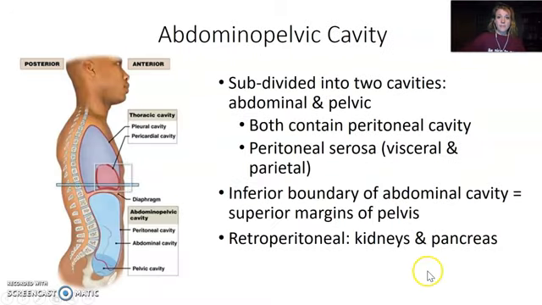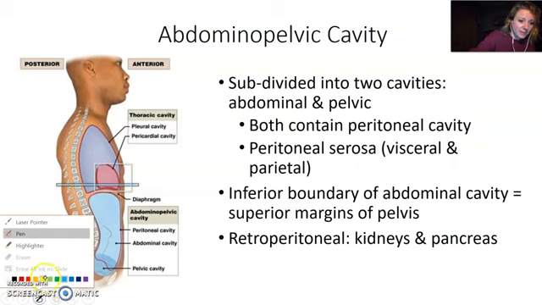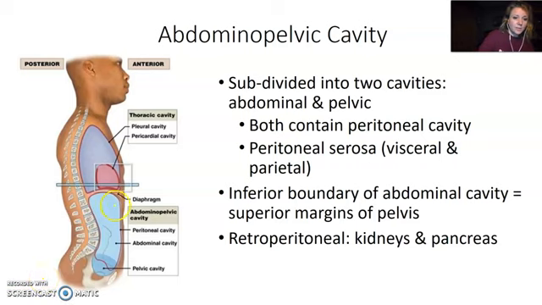So our abdominal cavity is sometimes merged with the pelvic cavity, and so the combined name is called the abdominopelvic cavity. Both the abdominal cavity and the pelvic cavity contain what is called the peritoneal cavity. And so here's what happens. Okay, so I'm going to use yellow and blue again. So this blue portion here at the bottom, this is our abdominal cavity.